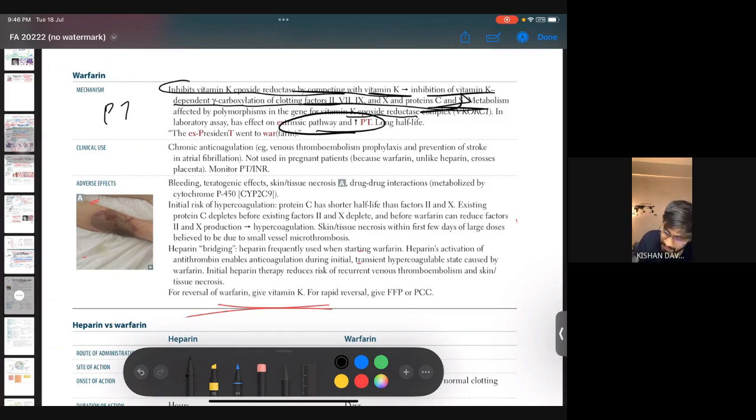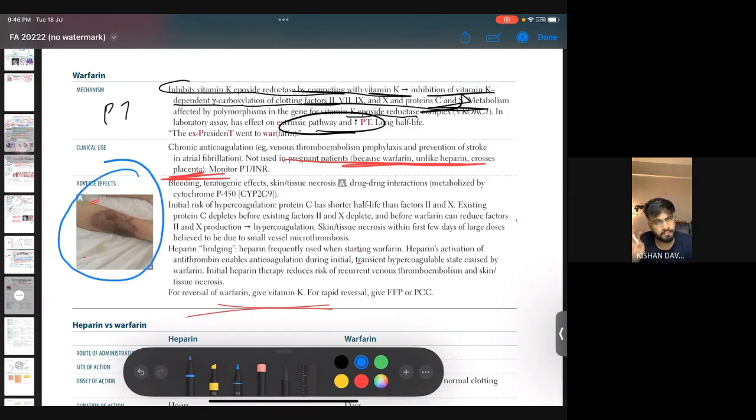Clinical use is again mostly the same for both heparin and warfarin. We look at what can be given based on the situation. But one thing is that it is not used in pregnant females because it crosses the placenta. Let's see the adverse effects. Remember this image, it is going to comfort you. It is teratogenic, causes bleeding, and skin tissue necrosis. This is what necrosis looks like. And it is metabolized by cytochrome P450.